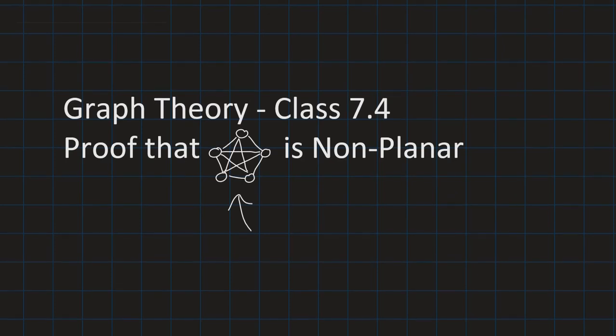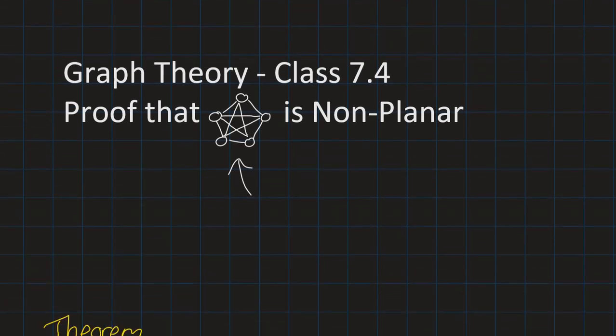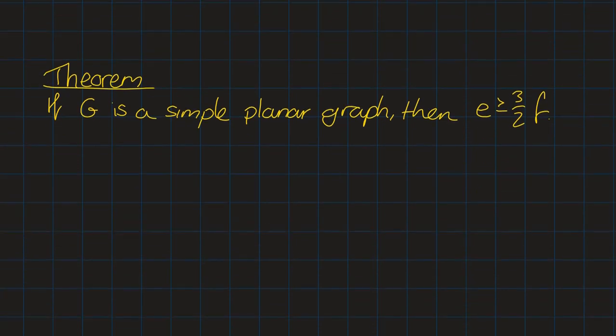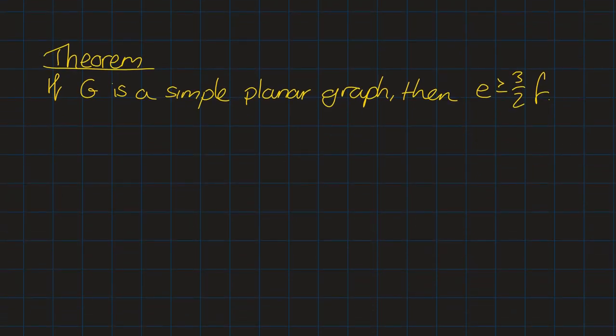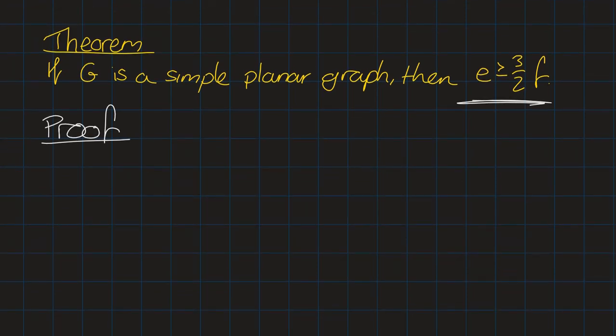To prove this is non-planar, it's a two-step process. The first thing I need to do is prove this auxiliary result, which is: if G is a simple planar graph, then I have this inequality, E is greater than or equal to 3/2 times f. So it gives you a bound on how the edges and the faces relate to each other. Let's try and prove this first, and then we'll use this to prove that the pentagram is non-planar.